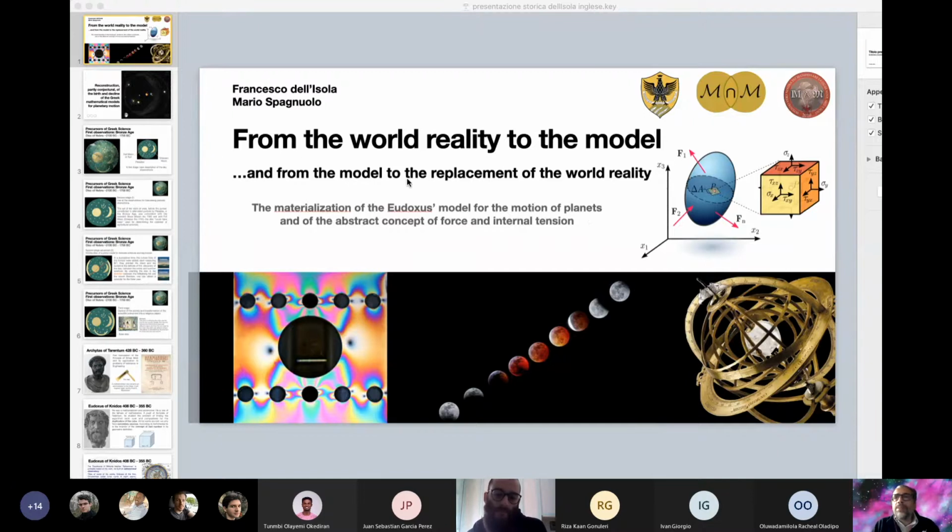Okay, the title of this presentation now is From the World Reality to the Model, which is the healthy process. One observes reality and then he tries to invent a mathematical model for describing the reality. But we have also a very interesting phenomenon we should discuss, which is the other step, from the model to the replacement of the world reality.